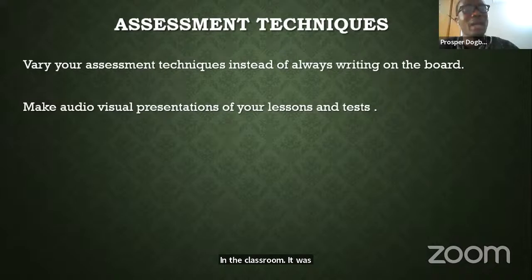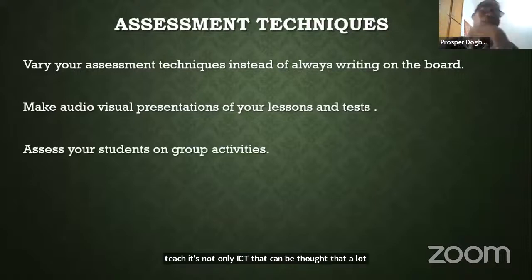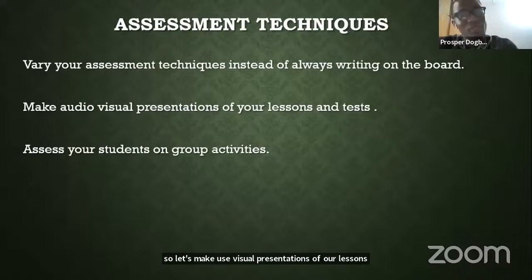So some of my colleagues were like, why do you teach literature in the ICT lab? I had to explain to them that it's not only ICT that can be taught at the lab. So let's make use of visual presentations of our lessons, and in assessing the students, let's do the same. You can project your test and your lesson as well.